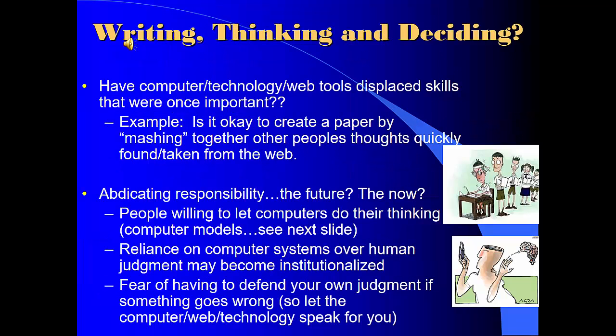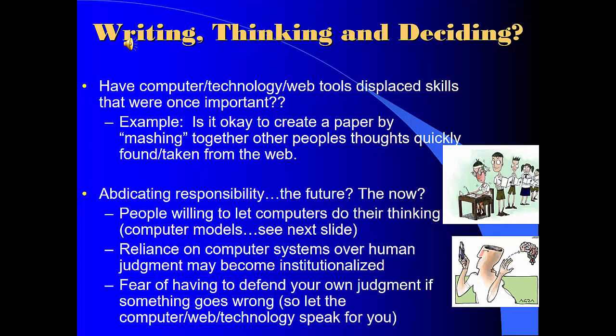So when we think about computers and the web, one thing to think about is their relation to skills like writing, thinking, and deciding. Has the easy access to a lot of information, for example, replaced skills that were important? It's an intriguing question. Can you, for example, write a paper as a student by piecing together other people's thoughts? In some sense, that's what Wikipedia is. It's authored by a lot of different people, but we're really talking here about a student formulating information that's acceptable.